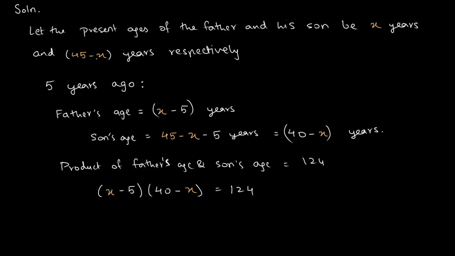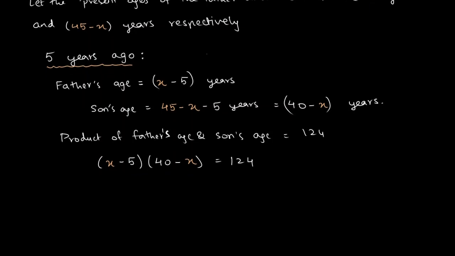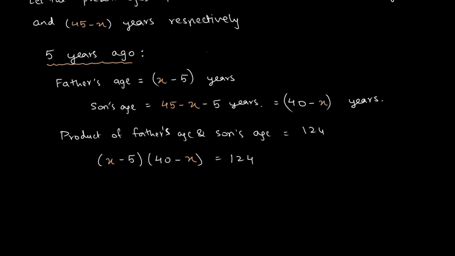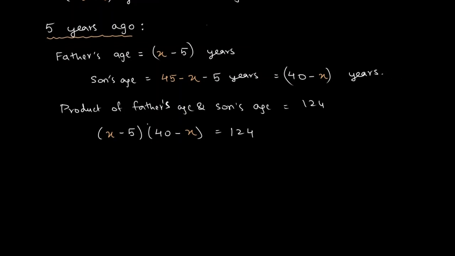The sum of their ages is 45, so one is x, the other one is 45 minus x. 5 years ago, so we are talking about their ages now. We are talking about a relation 5 years ago. So we regress both of their ages by 5 years. So 5 years ago would be subtracting 5 years from both their ages. So the father's age becomes x minus 5. The son's age, which was 45 minus x, becomes 40 minus x because you reduced it by 5 years, right? And in the question, they've told us the product of their ages 5 years ago was 124. So x minus 5 into 40 minus x is equal to 124.